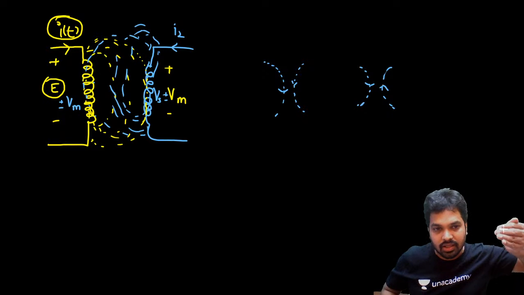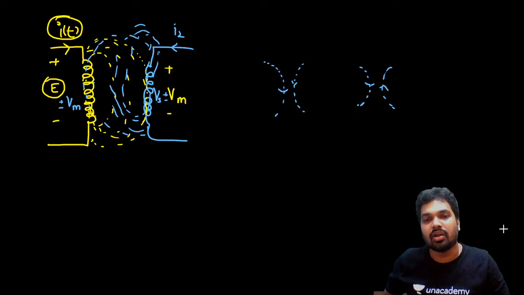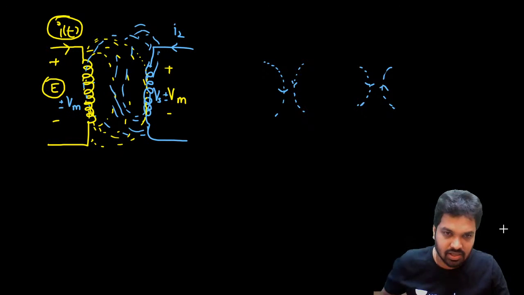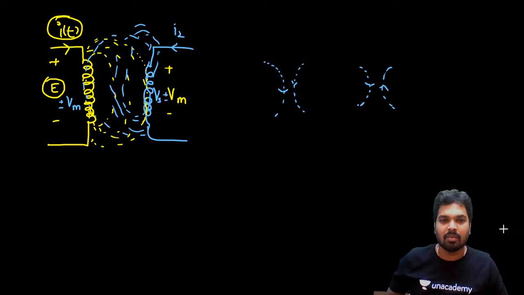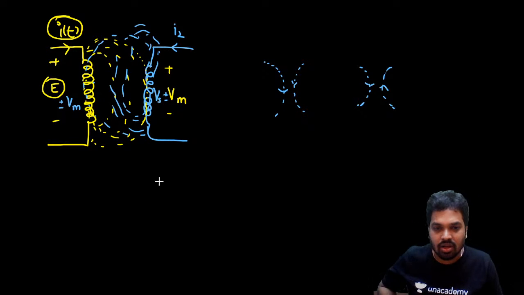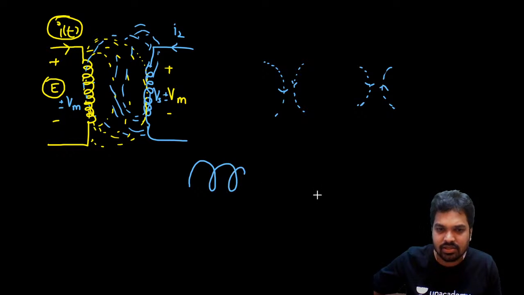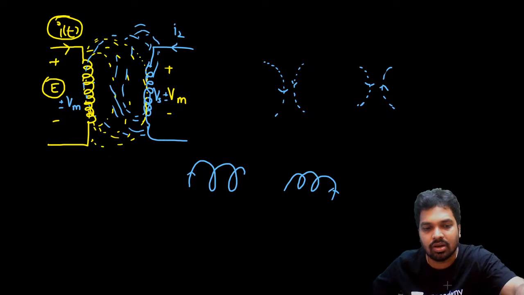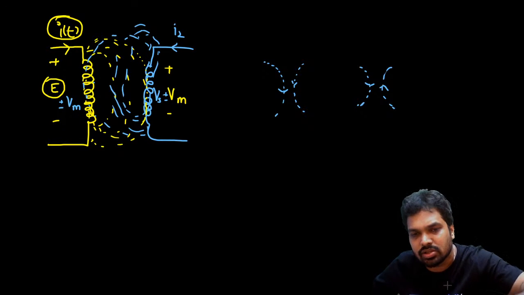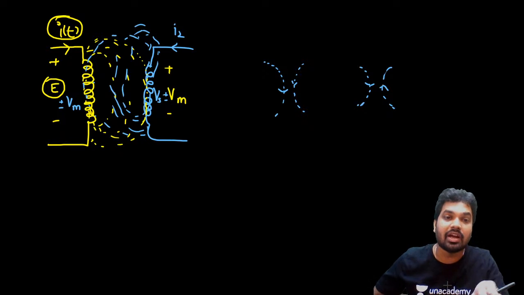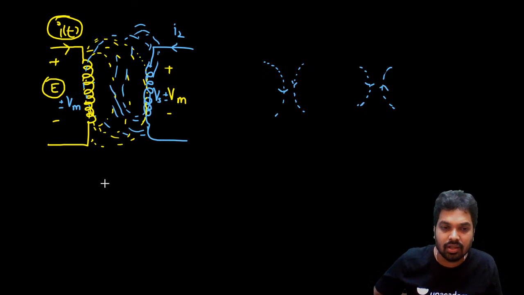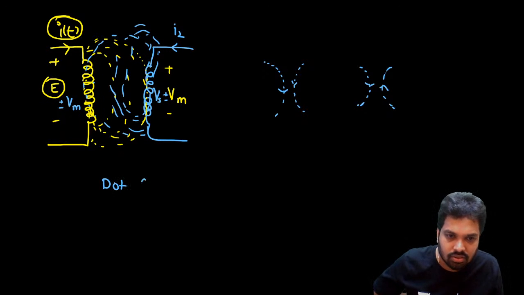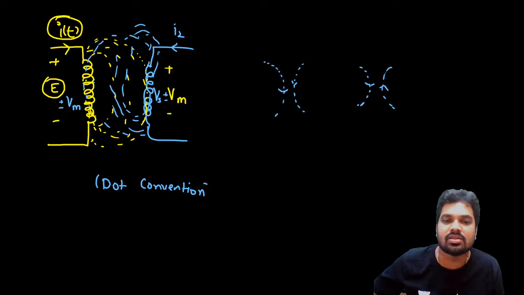Okay, so they can be aiding or opposing depending on the magnetic flux lines. This aiding or opposing, we cannot always see the winding direction. Is the winding like this, or is the winding like this? We don't know. Every time we cannot check the winding directions to find where the current direction is. To make your analysis easy, we take the help of one thing called dot convention. Dot convention will make your analysis very easy.